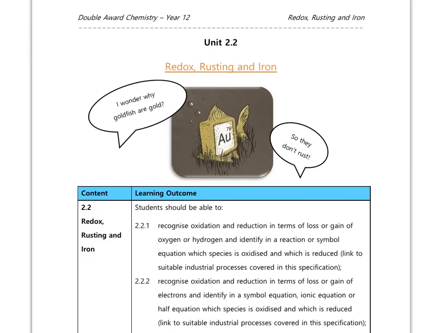Welcome to Unit 2.2, which is called Redox, Rusting and Iron. Your specification for this topic is on page 1 and 2. Have a read through this to see what we're going to be covering in this topic. But in this first video, we're going to cover this idea of oxidation and reduction in terms of loss or gain of oxygen or hydrogen, and also in terms of electrons.